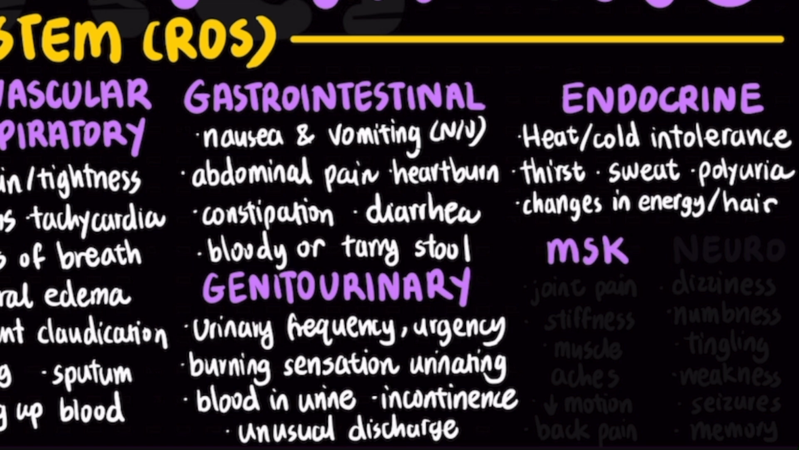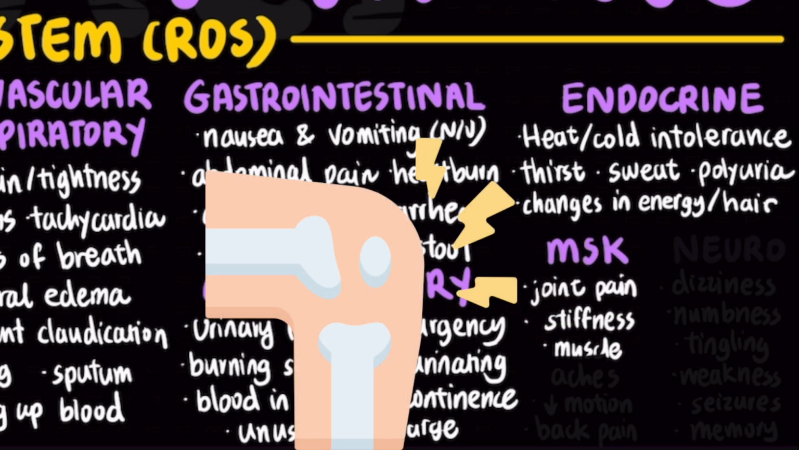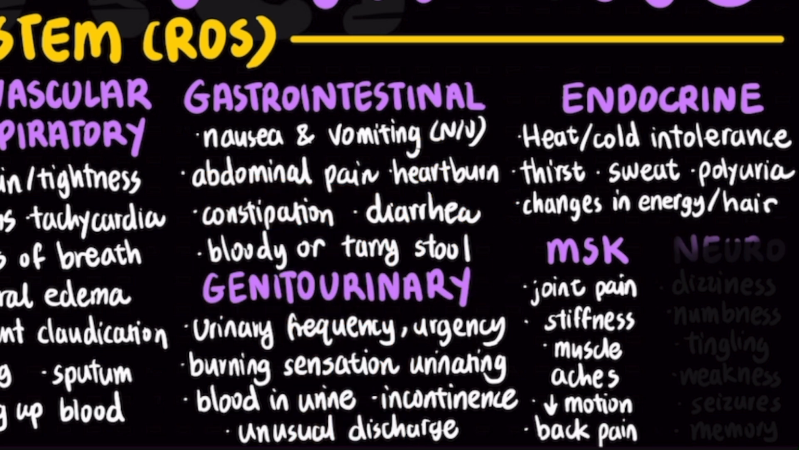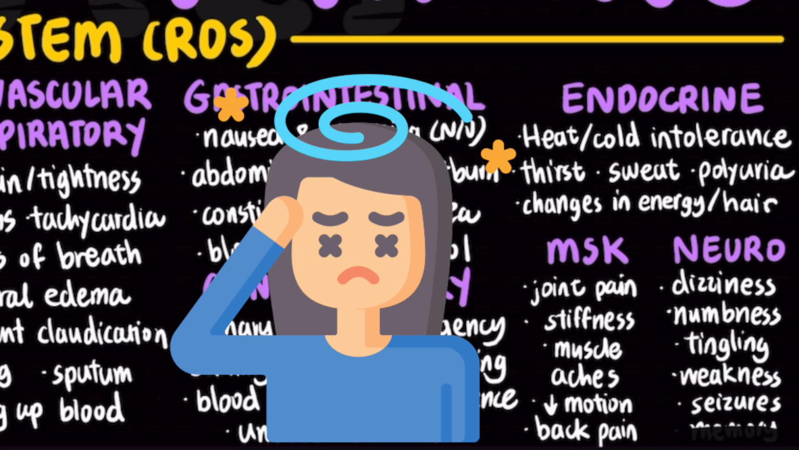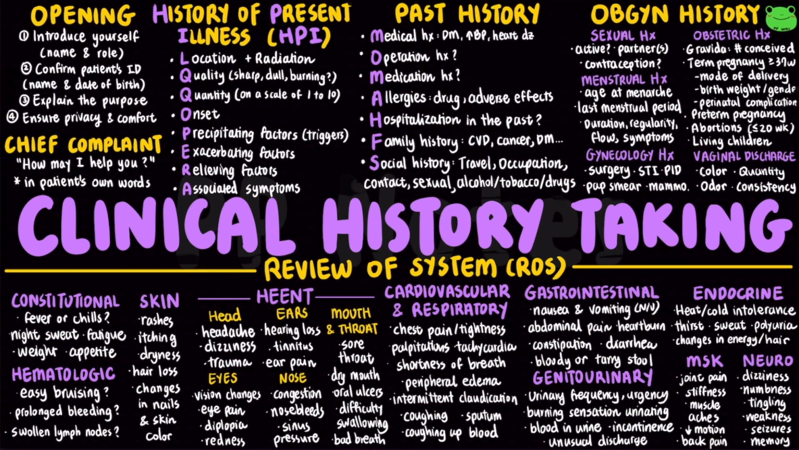Musculoskeletal symptoms include joint pain, stiffness, muscle aches, limited range of motion, and back pain. Neurological symptoms include dizziness, numbness, tingling, weakness, seizures, tremors, and memory issues. Note that this is not an exhaustive list. It's a general overview of common symptoms you may encounter in each system.